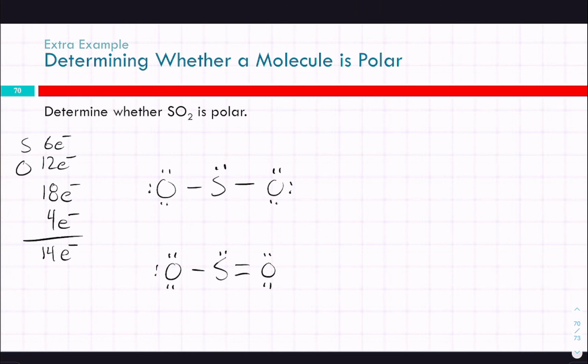Okay. Now is it polar or nonpolar? Polar. It's polar because we have a lone pair. Yeah. So if you have a lone pair and there's more than 2 atoms, it's polar.